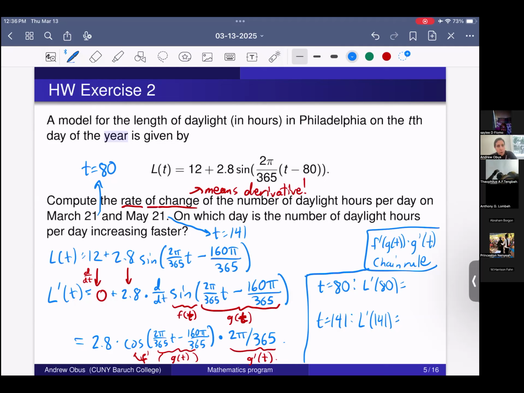Okay, so the result that we get over here turns out to be about 0.048. And if I do the same thing with 141 instead, I get 0.024. Okay, so it's about half.